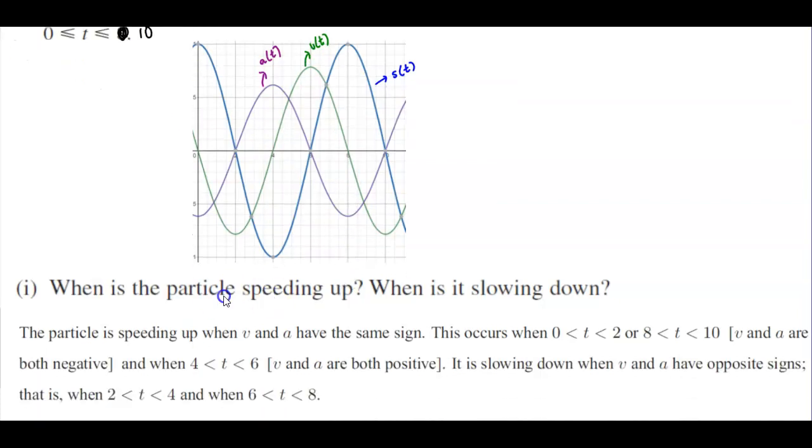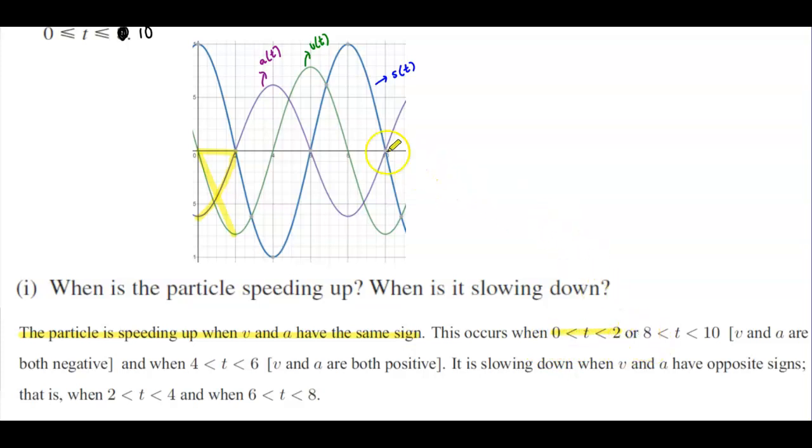So what we want to do now is find out when the particle is speeding up and when it is slowing down. So if we take a look here, the particle is speeding up when the velocity and acceleration have the same sign. So if we take a look at the interval between 0 and 2, we see that the velocity function is negative, it's below the x-axis. And we can also see that the acceleration is negative. And since they're both the same sign, it's speeding up between 0 and 2.